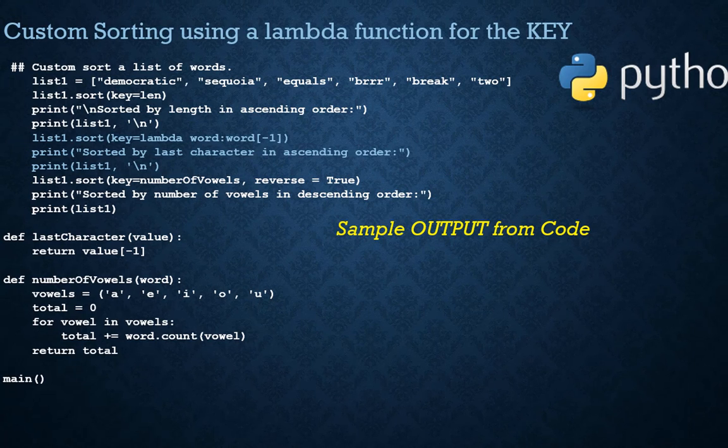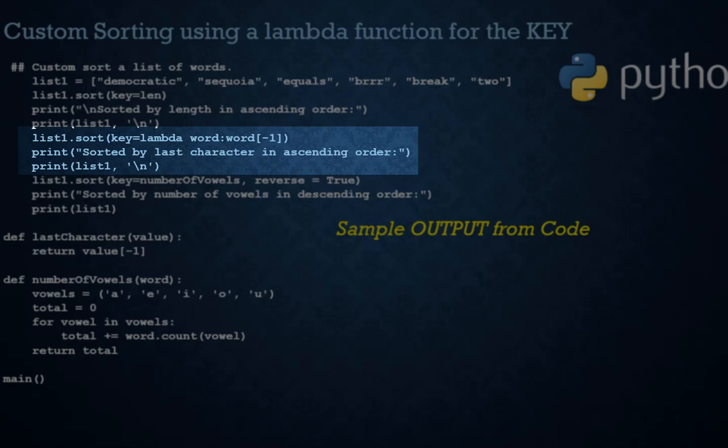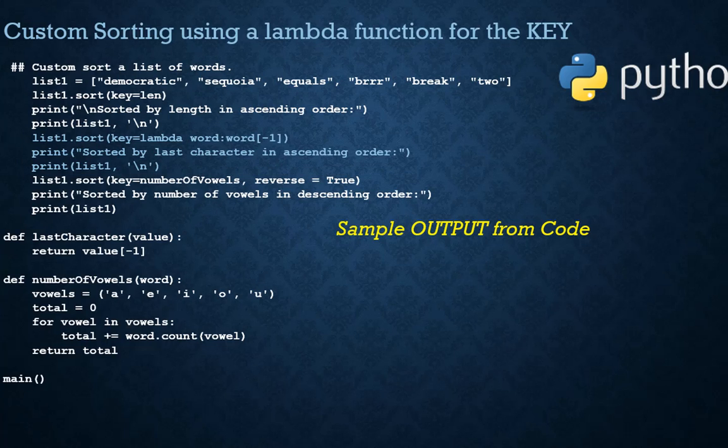The last example replaces the last character function with a lambda function for the key. Everything else in this code is the same, but we see list1.sort, key set to lambda. We need to use that keyword. The word here is just a placeholder for each element of list1. So while it's sorting, it will replace word with each one of those elements, and it will look at the last character of that element to do the sorting.